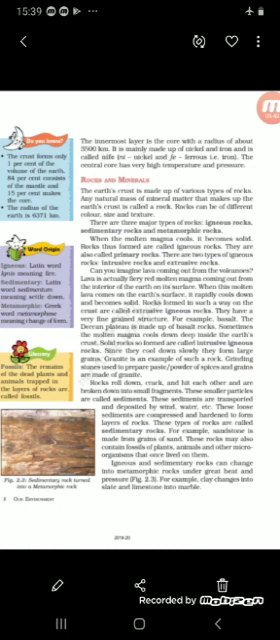Again, igneous rocks and sedimentary rocks. We have read about igneous rocks, isn't it? When the molten magma cools, it becomes solid. Rocks thus formed are called igneous rocks, isn't it? And we have just read about sedimentary rocks.